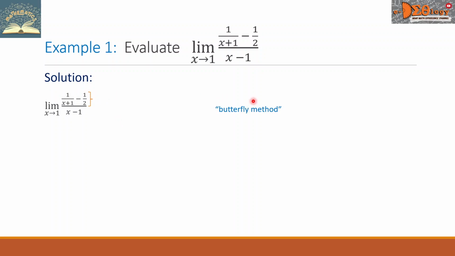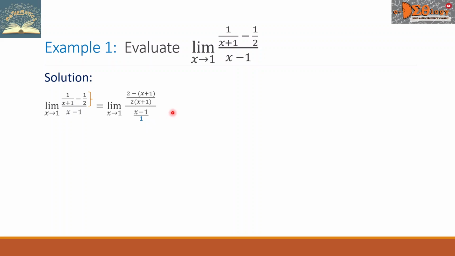We can use the butterfly method. So that will be 1 times 2 will be 2. Then this is a difference, so we write minus. We multiply x plus 1 by 1, so that is x plus 1, all over, we multiply 2 by x plus 1. And this is the answer, all over the same denominator, x minus 1. Note that our denominator is a polynomial, but we can write this as a fraction with denominator 1.